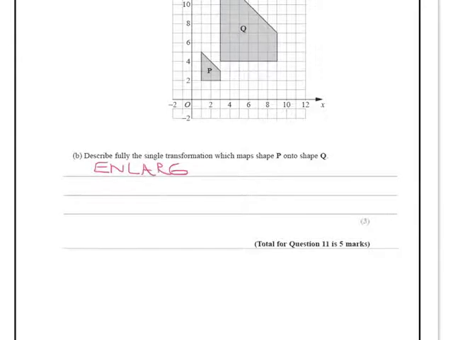When we are describing transformations, we need to include some key bits of information. Now when we're talking about enlargement, there's 2 things we need to look at. It's the scale factor and the centre of enlargement. Okay, so the scale factor is first of all how much has been enlarged by.